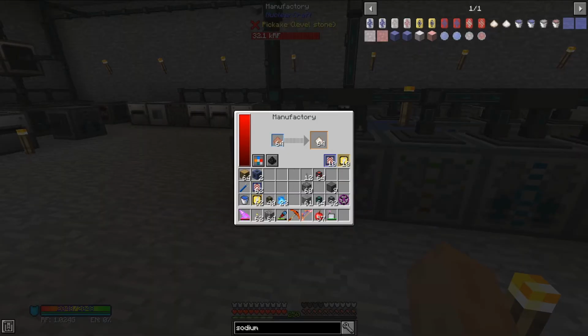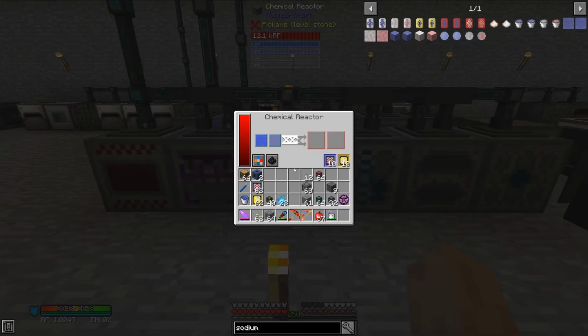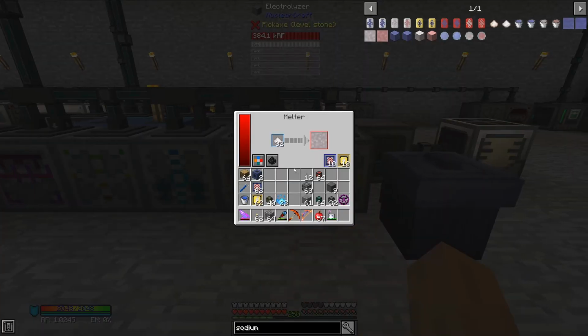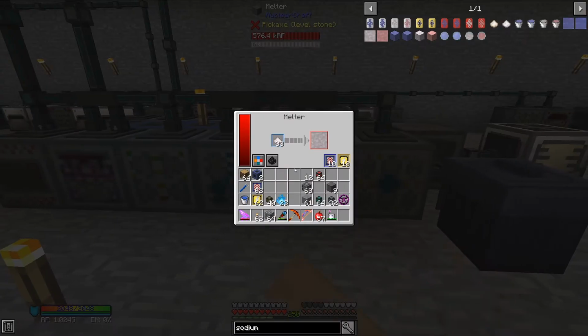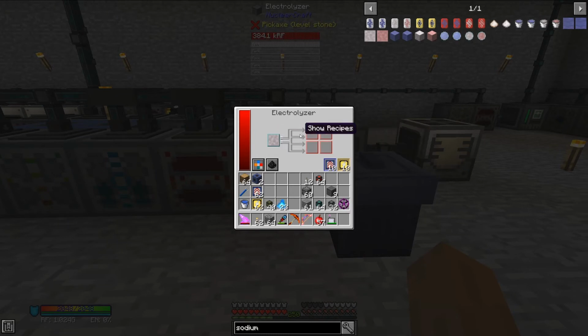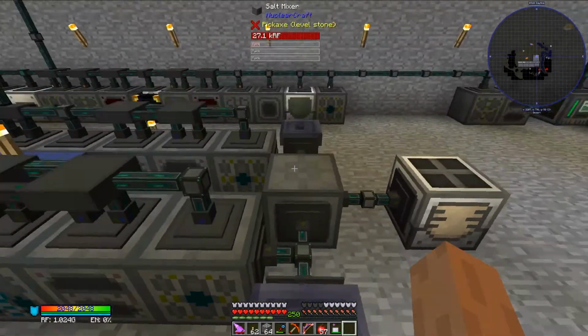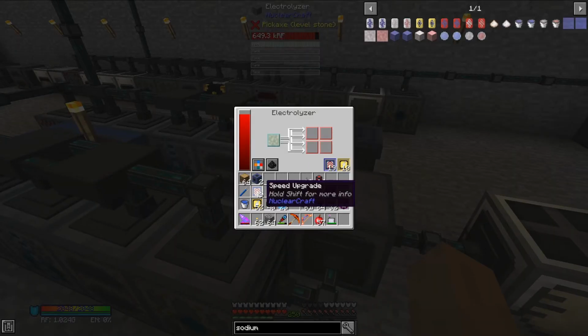Let's go through this side and make sure that everything is functioning as intended. So I'm guessing that the electrolyzer is the slow thing here. So let's go ahead and speed up the electrolyzers since I do have some extra upgrades here. And then I can just let this run for a while.